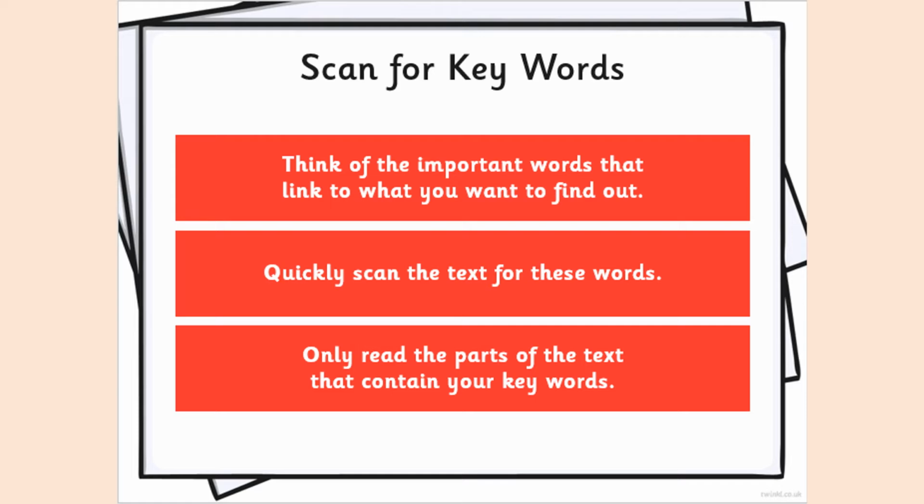When we scan for keywords, think of the important words that link to what you want to find out. Quickly scan the text for these words and only read the part of the text that contain your keywords. So remember, non-chronological reports, they're not in any time order. So that means you can go to any subheading that you want, for example, and just read that section if that's useful for your research. You don't need to read it from the beginning. So when you're looking for the keywords, if one of the subheadings has that keyword, you can go straight to that subheading and just read that subheading and the text over there.